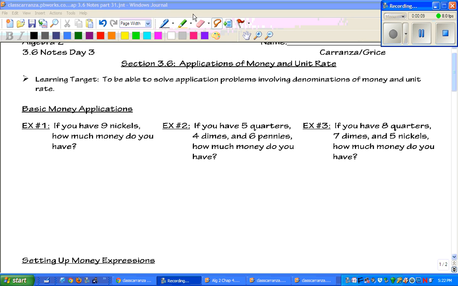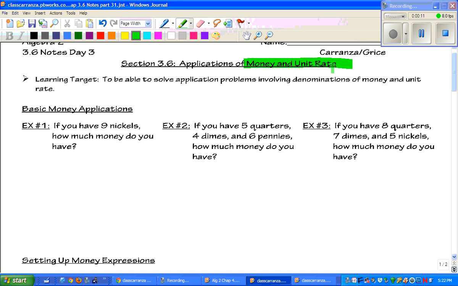Today we're going to be talking about applications of money and unit rates. Our goal today is to be able to solve application problems involving denominations of money and unit rate. So, before we get started, we are going to be talking about just some basic money applications. Now, a lot of this is talking about nickels and quarters and dimes and pennies, and when you're multiplying a lot of that stuff, you got to use decimals.